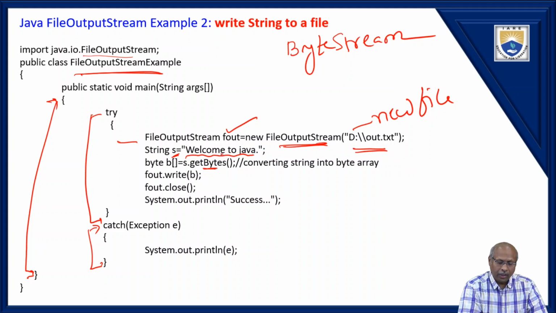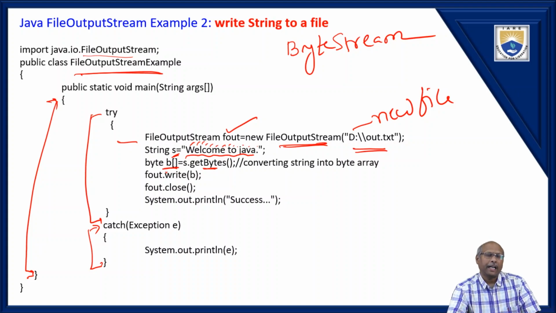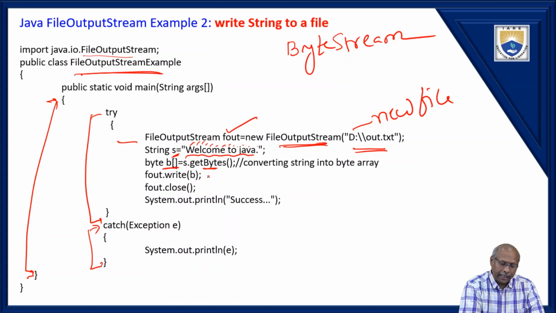So, "Welcome to Java": W is a character, E is a character, L, C, O, M, E. Then space, T, O, space, J, A, V, A. For every character, it will convert into a byte. Then those bytes you can write into a file. So I got a set of bytes, stored in an array, which is a byte array. Now this byte array you can write. So write: b is my array. This array is holding the set of characters, "Welcome to Java". After that, the final task is to close it.